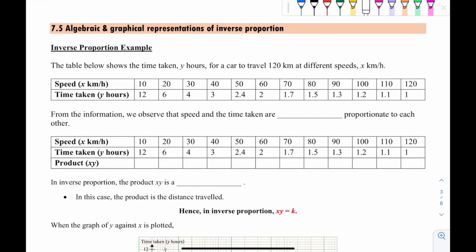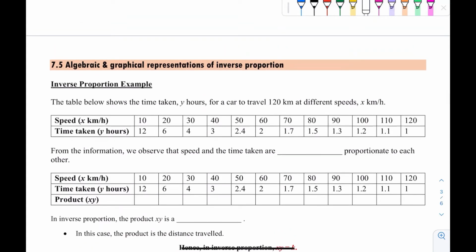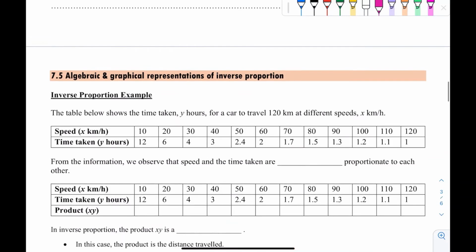Next, we are going to be looking at chapter 7.5, where we understand algebraic and graphical representations of inverse proportion. Maybe before we jump into this example, just a very quick recap about what we learned that is similar to this topic about direct proportion. When it comes to direct proportion, when I say that some particular variable, let's represent it with a star, is directly proportional to, sorry, let me just edit this.